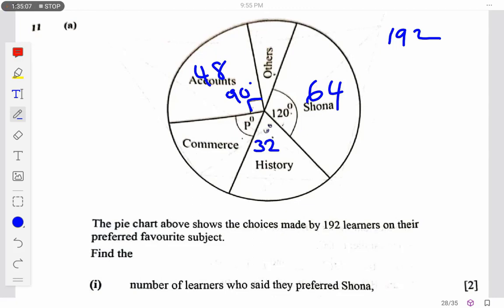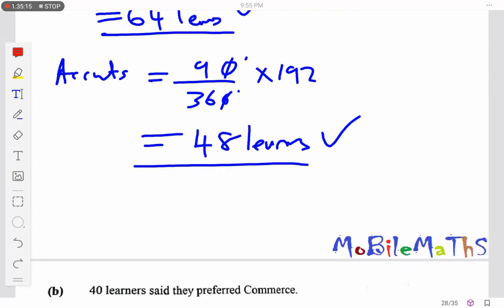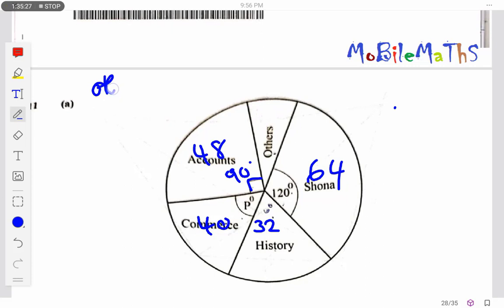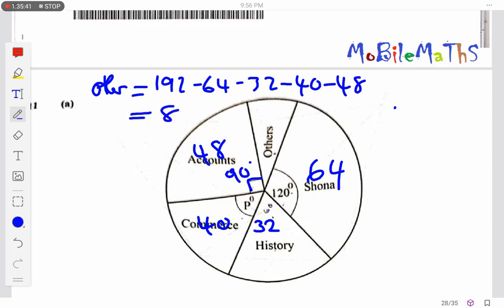You subtract for commerce. What is for commerce? I think for commerce that was, let's see, 40. Yes, 40, then you subtract again 32. So it means our others, let's write it. The number of others is going to be 192 minus 64 minus 32 minus 40 minus 48, and you get a value of 8. So there are 8 other students who are doing others.